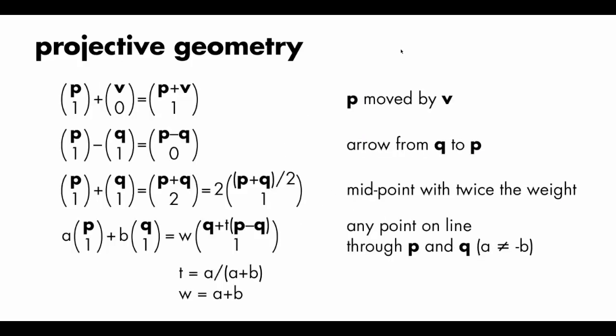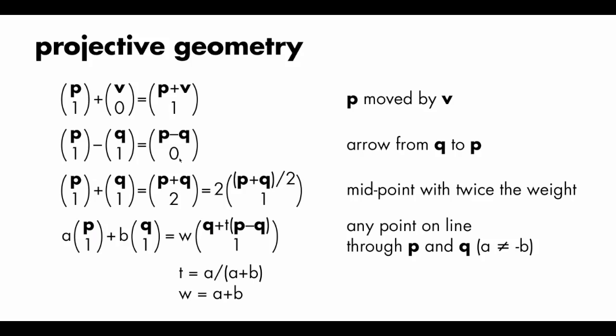Okay, and here is just a little bit of algebra, what we can do with this projective approach, also called the homogeneous approach. Yes, that was a question. So we also call this homogeneous coordinates. Okay, so let's take a point with coordinates p, and we put a 1 because it's a point, and we add an arrow to it, and what we get out is the point, but with the coordinates moved by that arrow. So that's exactly what we expect.